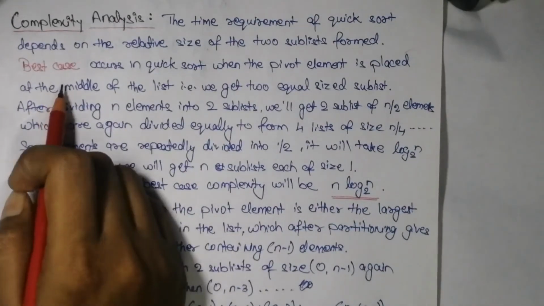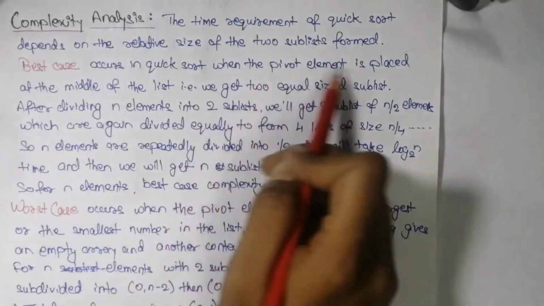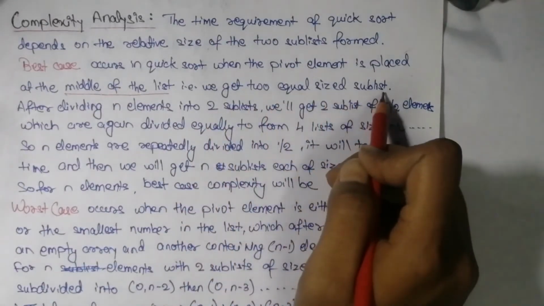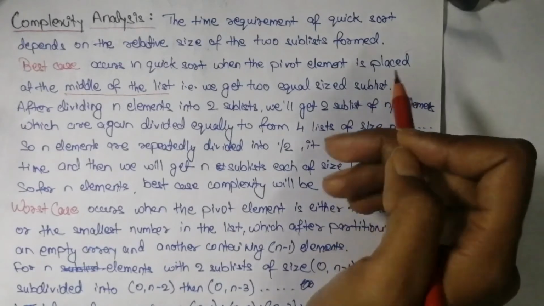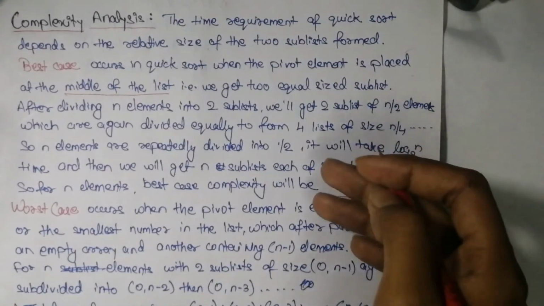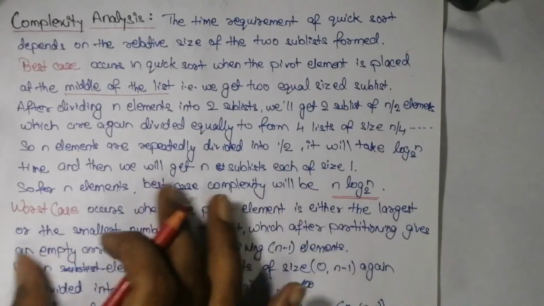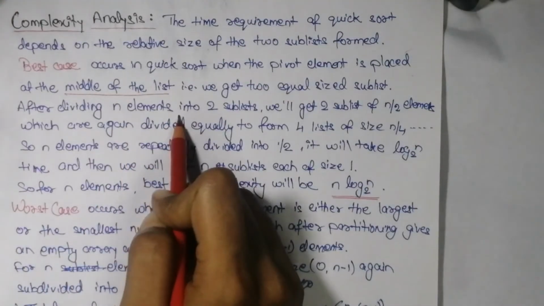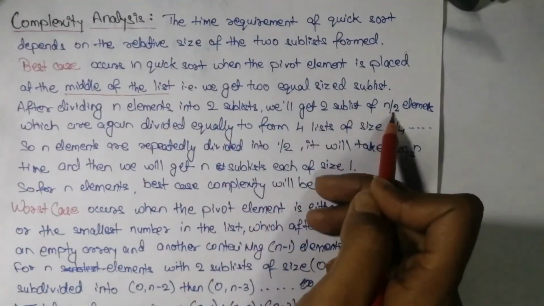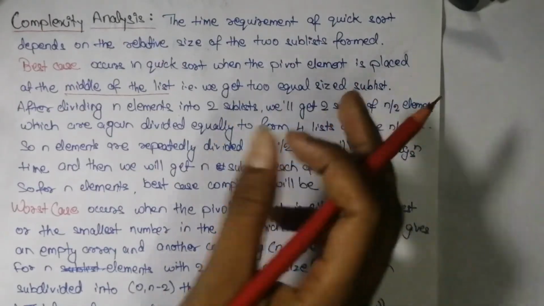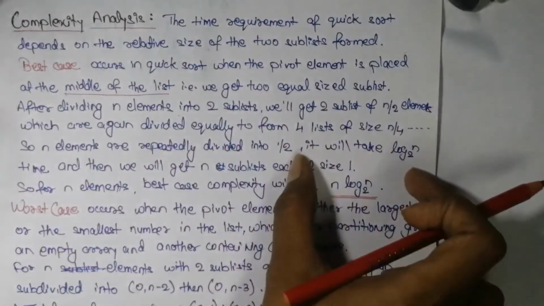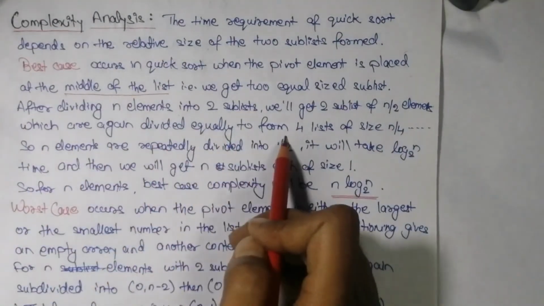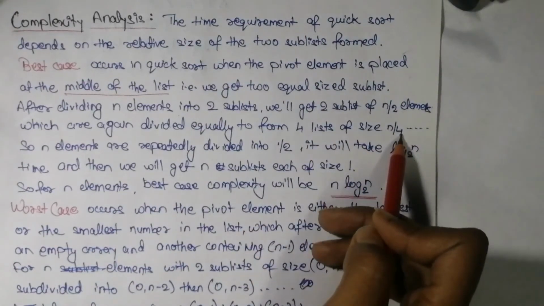So, the best case arises for this quicksort technique when the pivot element is placed at the middle of the list. That is, we get two equal sized sublists. Right. So, if the position of the pivot element would be found in the middle index, then we will get two equal sized sublists. So, this is the best case. In this case, after dividing n elements into two sublists, we will get two sublists of n by 2 elements, right? When we divide, we will get the left sublist and the right sublist, each containing n by 2 elements, which are again divided equally to form four sublists of size n by 4.